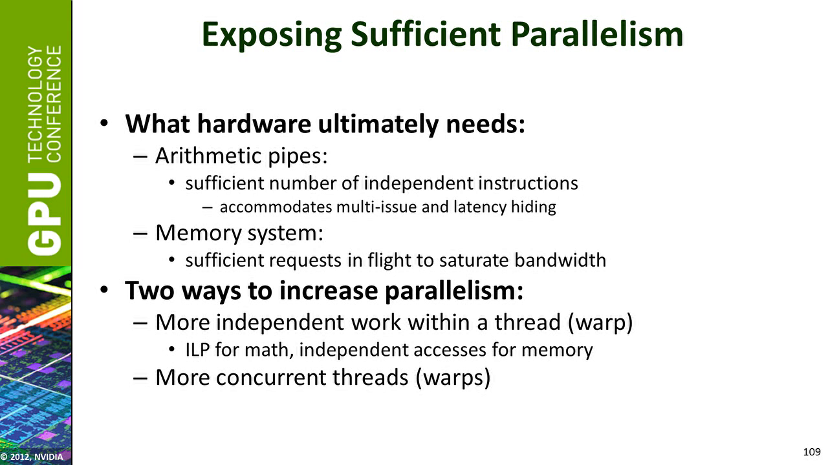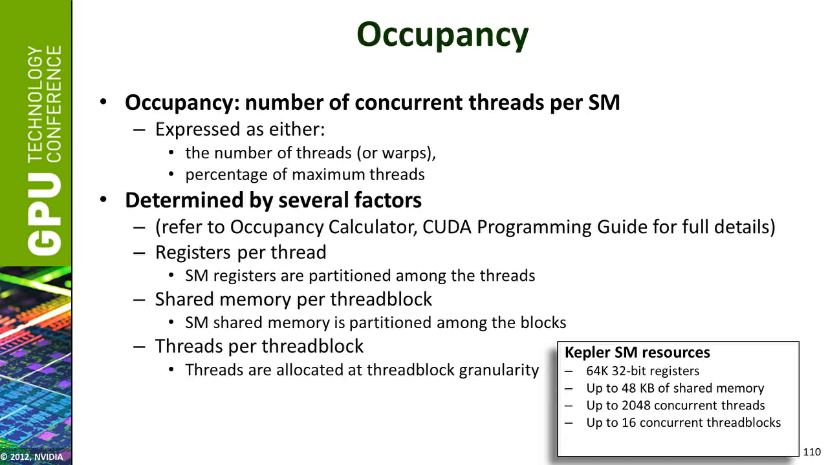Occupancy has several definitions. You can look at occupancy as a percentage: if you run X warps, what's the theoretical largest number of warps on this SM, and occupancy is just a percentage of the theoretical maximum. I prefer to talk about occupancy as the number of warps that are running concurrently, rather than a percentage. Occupancy is determined by several factors, and to get all the details, I refer you back to the CUDA programming guide and occupancy calculator. They'll expose all the details to you.